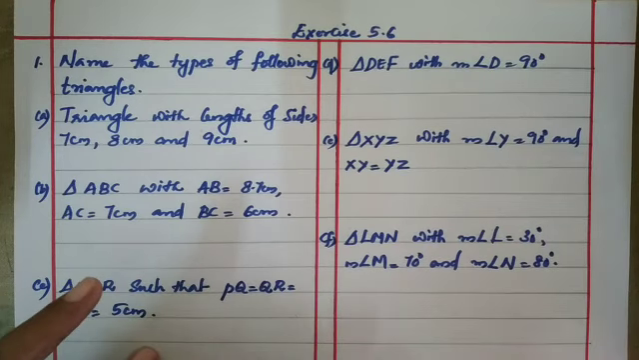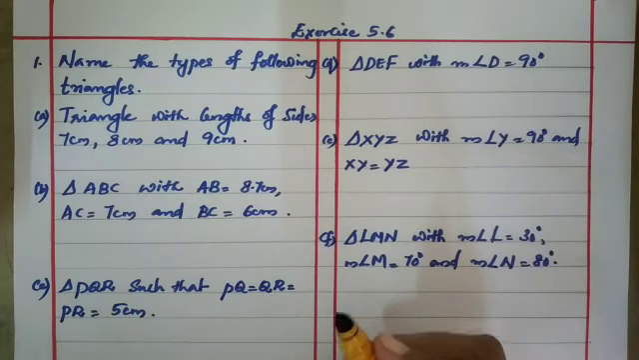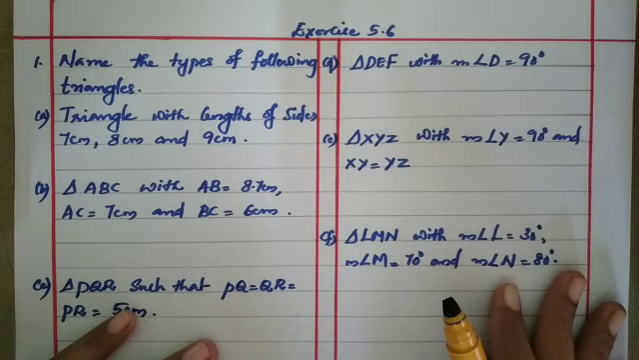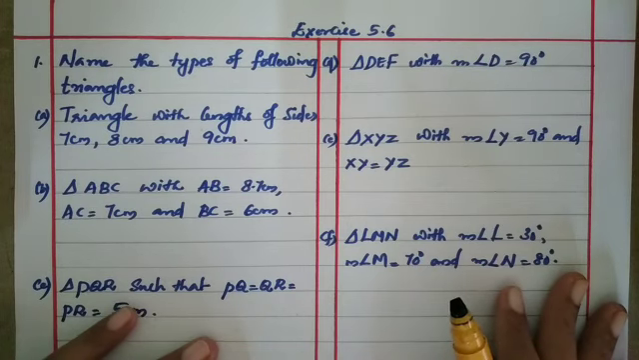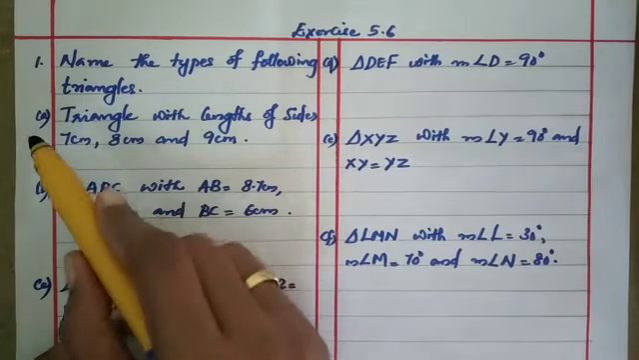And next, exercise 5.6, first question. Name the types of the following triangles. So all of you know the different types of triangles. Triangles are classified on their sides and also on their angles. So you can check the types of triangles here.